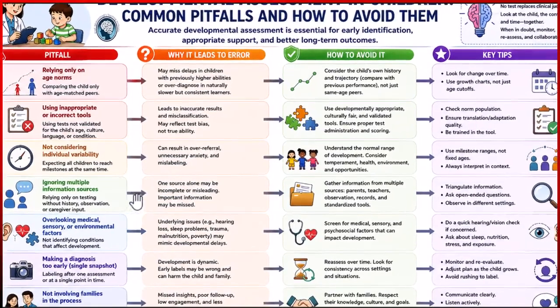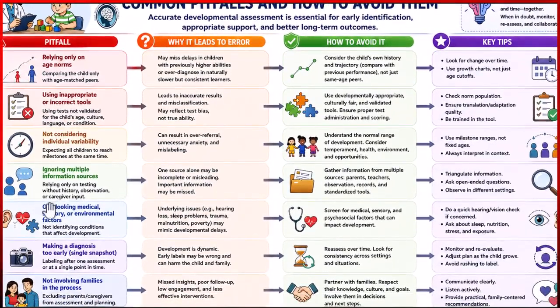The fourth pitfall is ignoring multiple information sources. Relying only on formal testing or only on parental report can result in incomplete or misleading conclusions. Good developmental assessment requires gathering information from multiple sources: parents, teachers, caregivers, direct observation, records, and standardized tools. Clinicians should triangulate information, ask open-ended questions, and observe the child in different settings whenever possible.